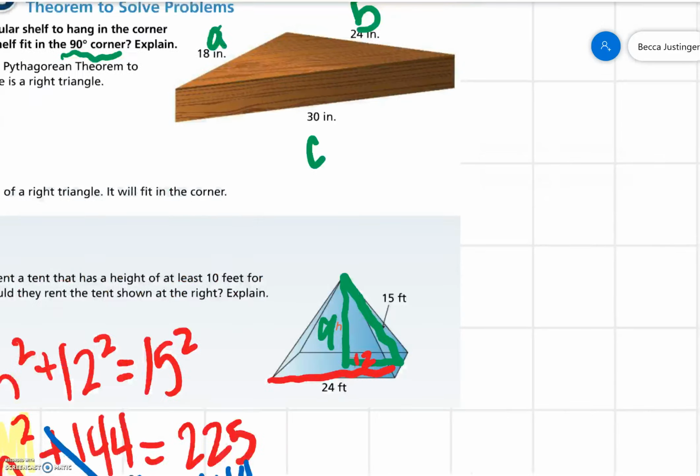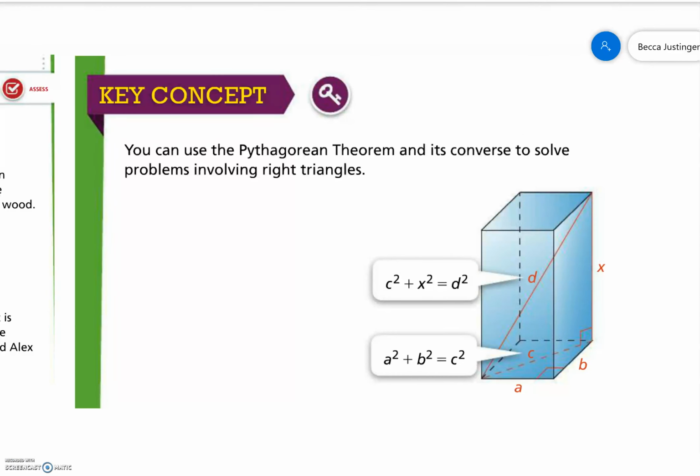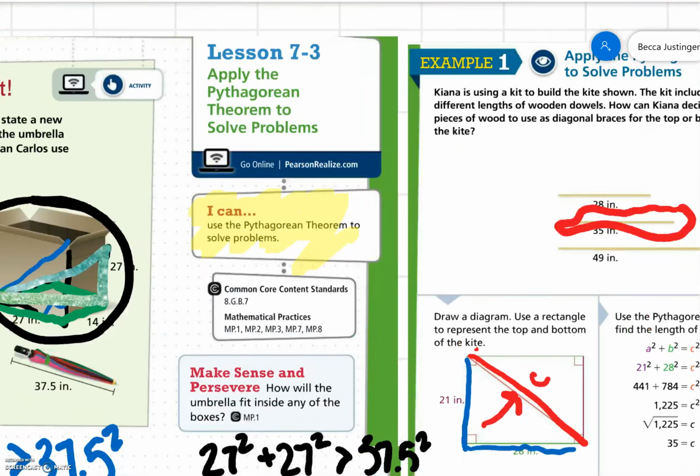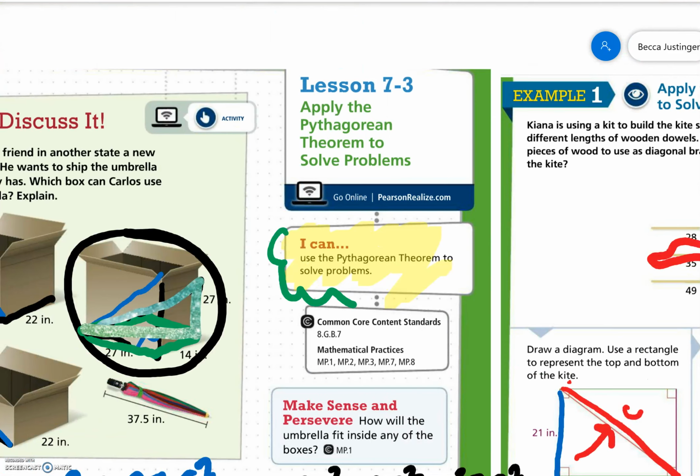Key concept. You can use the Pythagorean theorem and its converse to solve problems involving right triangles. All right, 8th grade, let's say it. I can use the Pythagorean theorem to solve problems.